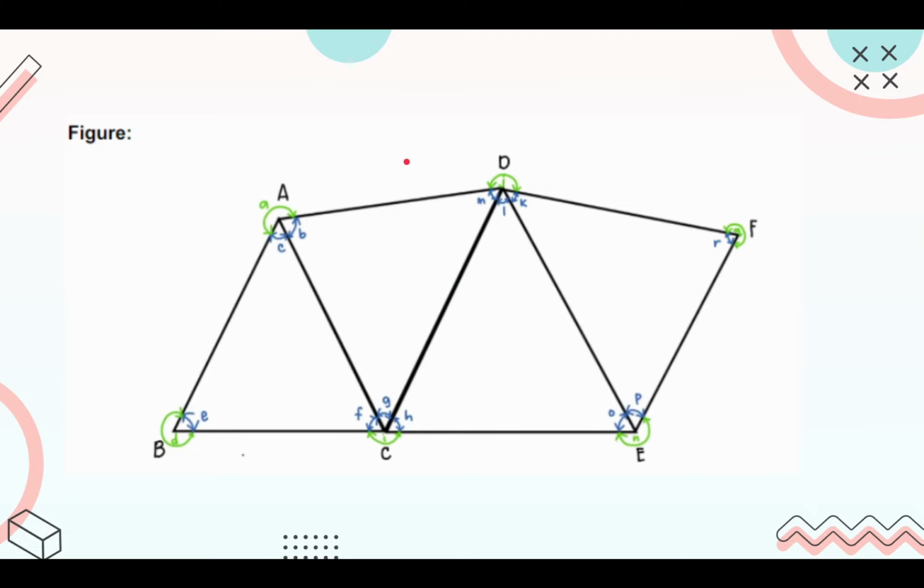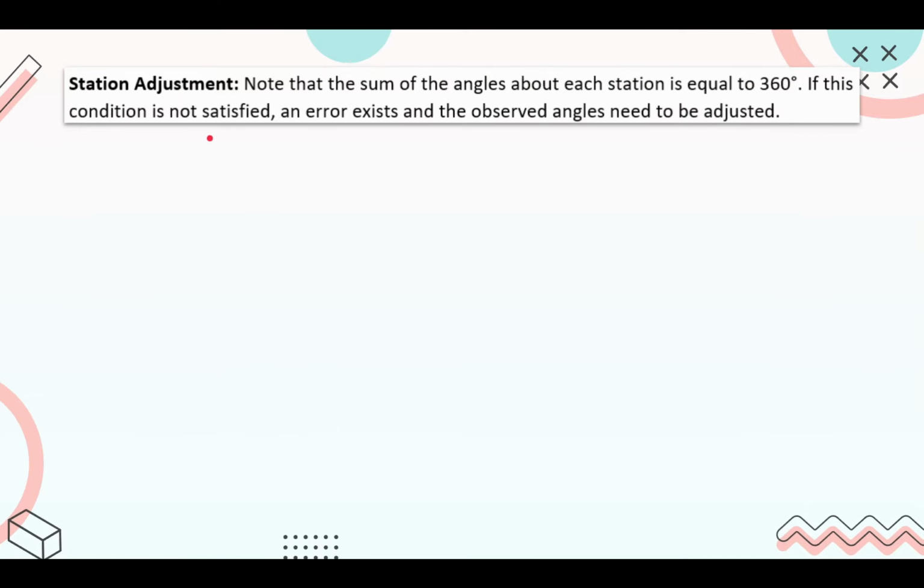From the figure, we can logically say that the angles about the station must sum up to 360 degrees. Once again, we must take note that the sum of the angles about each station must be equal to 360 degrees. And that is for station adjustment. So now we are going to solve for the angles about station A.